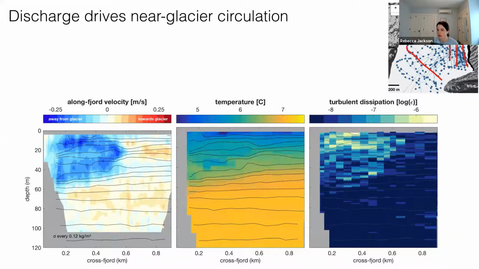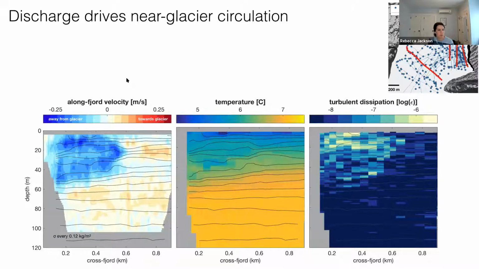There's a ton of fresh water coming at the base of the glacier. It drives an energetic circulation. And this is just an example of a cross fjord section of velocity: there's this strong outflowing plume core in blue with a return flow in red, and associated temperature and turbulent dissipation. And so we did a ton of surveying of the discharge plume, and there's a lot of neat stuff in that data. But overall, the basic signal is what we expected, based on previous observations and modeling.